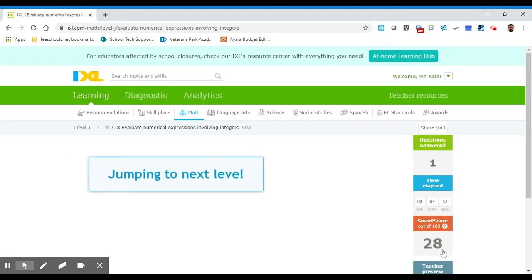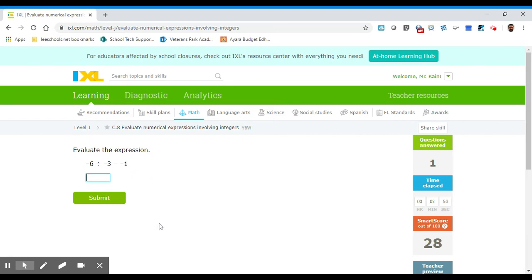Let's jump up a step here, and we're at 28 for Smart Score. So again, let's go through our process. And I recommend that when you're working on it, you also write it down so you can just kind of burn this into your memory. So any parentheses? Nope. Any exponents? Nope. Any multiply or divide? Yes, we have division. So let's do that first. So what is -6 divided by -3? Well, I know a negative divided by a negative is a positive, so this is going to be +2.